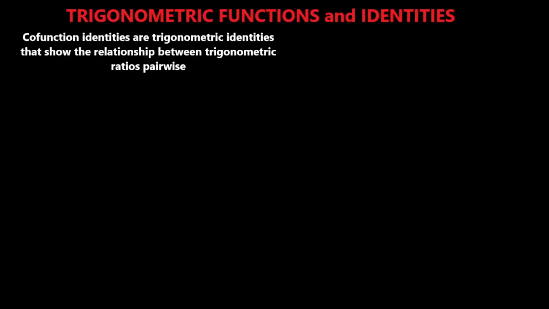Moving on to cofunction identities. These are trig identities that show a relationship between trig ratios pairwise. It's easiest to understand it if you just see it. So we'll start off with cosine. For cosine theta, that's going to equal sine of 90 minus theta. And basically what all this means is that the graph is shifted 90 degrees out of phase.